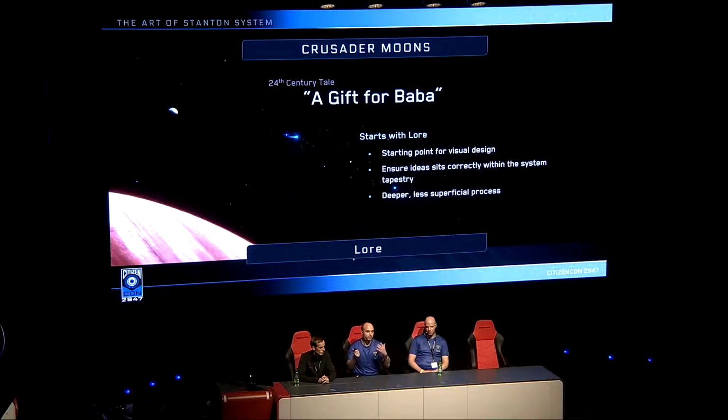Okay, so where do we start? I can't go to these guys and say I want a blue one, I want a red one, it's going to have rainbows. So we always start with lore. So what this means is it's always the best starting point for visual design. It ensures that our ideas sit within a system tapestry, kind of what we said before, because if we're working in a corner, I'm like, yeah, we're going to have some blues and reds and whatever, then we'll get to the rest of the system and we'll just have like Skittles, you know, taste the rainbow. Yeah. So you want to sort of balance that stuff out.